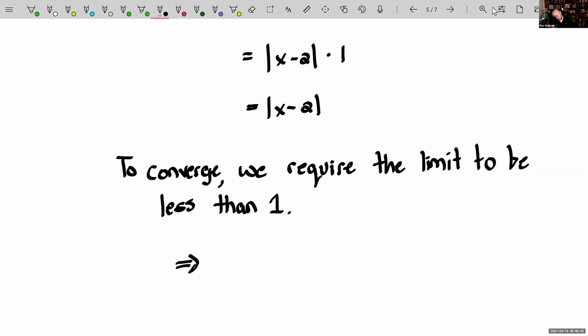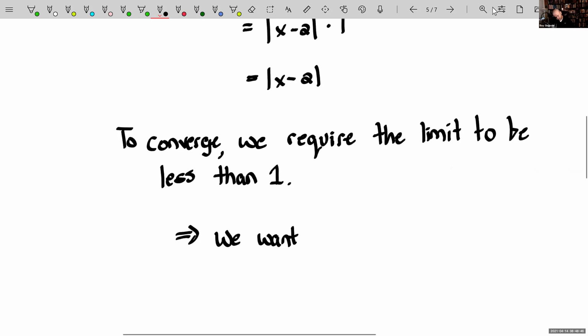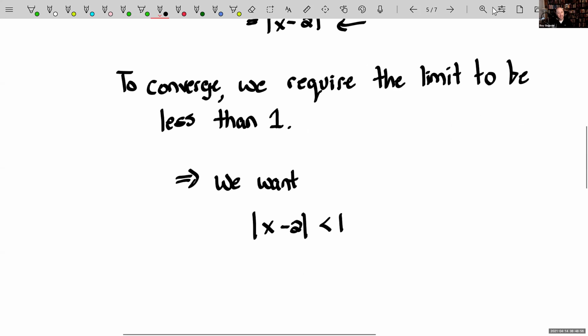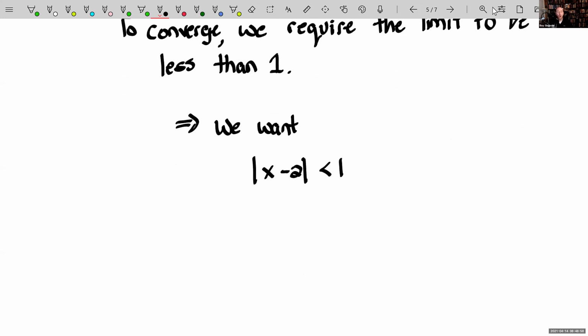That is, we want the limit, which is the absolute value of x minus 2 times 1, to be less than 1. And here we go. This is how they're all done, unless they're infinite radius of convergence. But the rest of them are going to work like this.